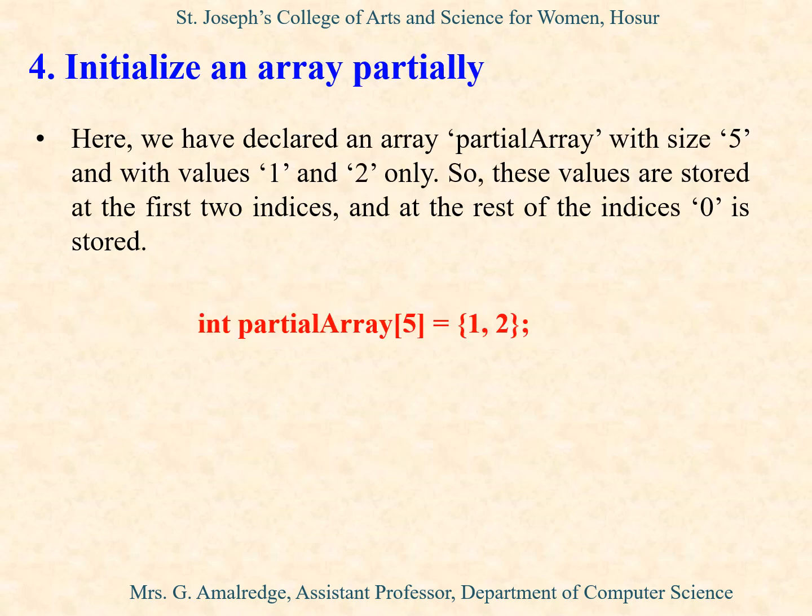Initialize an array partially. Here we have declared a partial array with size 5 and with values 1 and 2 only. So these values are stored at the first two indices, and in the rest of the indices, 0 is stored.